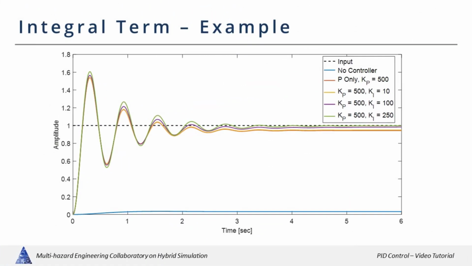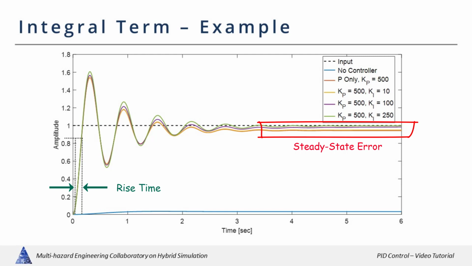If we go to our system example and compare it to no controller and proportional only responses, we can see that increasing the integral correction factor reduces the steady-state error significantly. An integral factor may also decrease the rise time. However, like the proportional gain, as the integral factor increases, so does the overshoot and settling time.